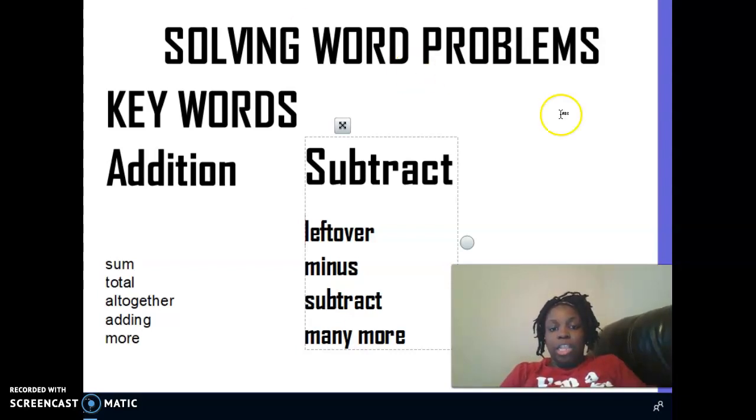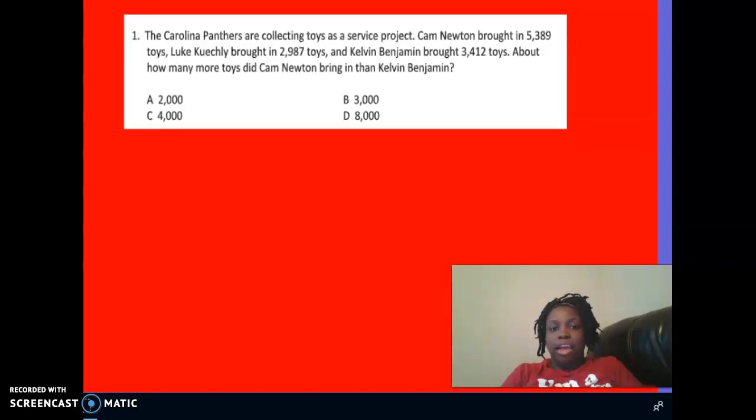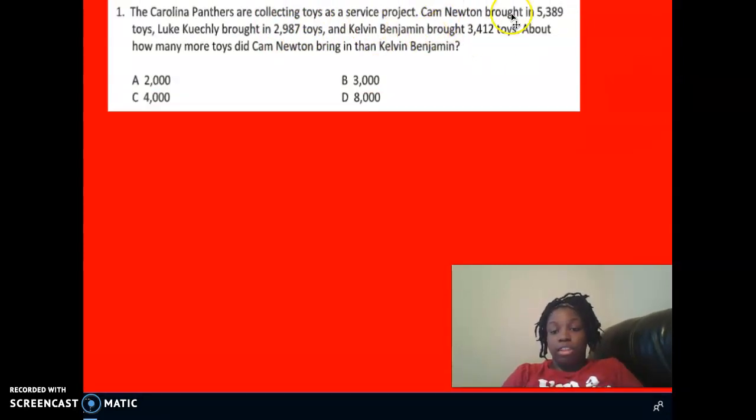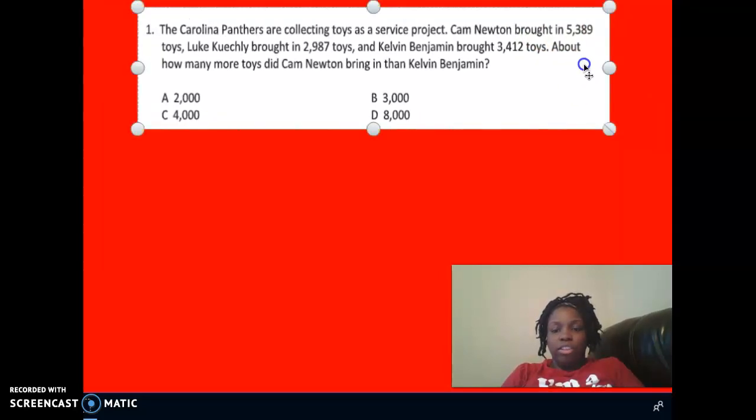All right, so now we're just going to look at some problems and decide, we're not going to actually solve it. We're just going to look and see, am I adding, subtracting, multiplying, or dividing with these word problems? So this first one, the Carolina Panthers are collecting toys as a service project. Cam Newton brought in 5,389 toys. Luke Kuechly brought in 2,987 toys. And Kelvin Benjamin, well, these two players aren't even on the Panthers anymore, right? Brought 3,412 toys. About how many more toys did Cam Newton bring in than Kelvin Benjamin?